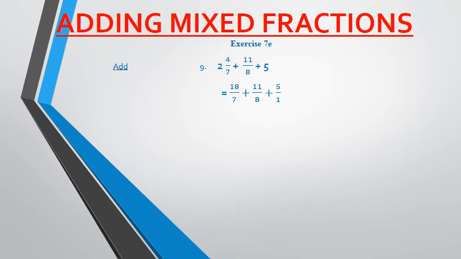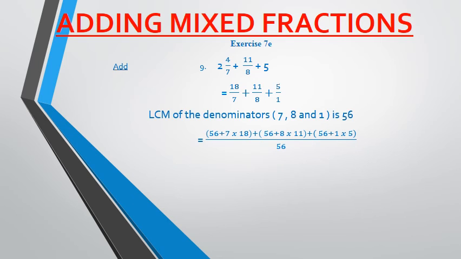Now children, we have to find out the LCM of the three denominators, which are 7, 8 and 1. So the LCM of the denominators 7, 8 and 1 is 56. So now the sum of these three fractions is equal to 56 divided by 7 multiplied by 18 plus 56 divided by 8 multiplied by 11 plus 56 divided by 1 multiplied by 5 by 56.